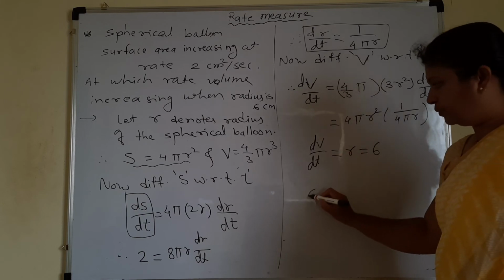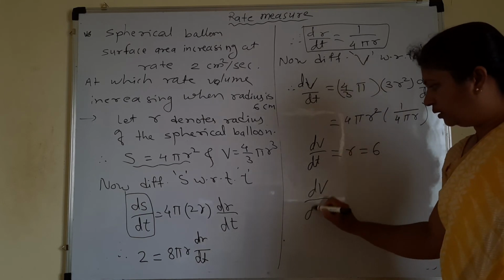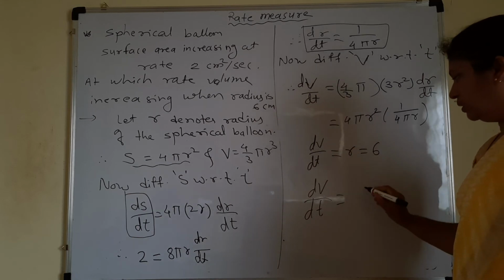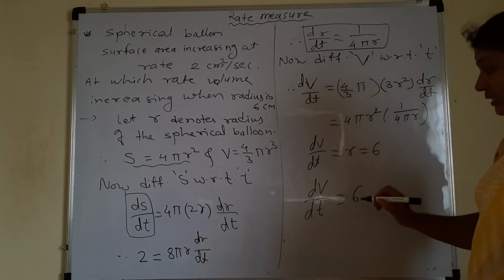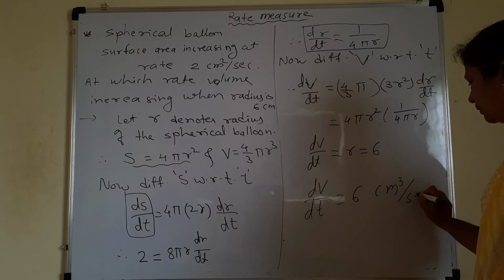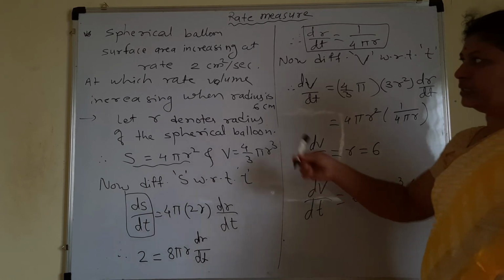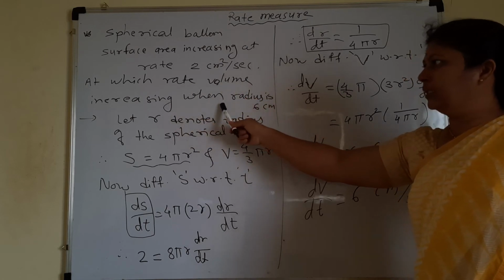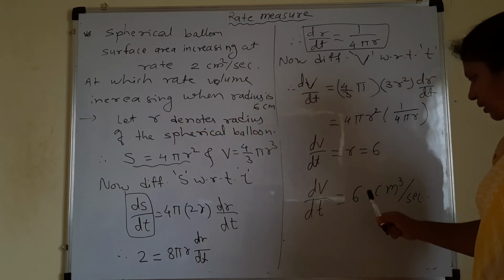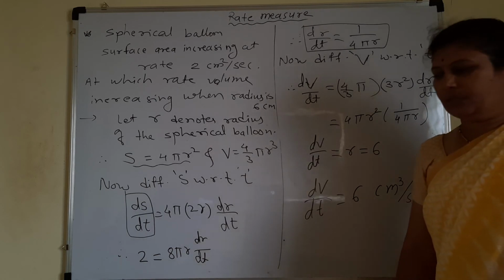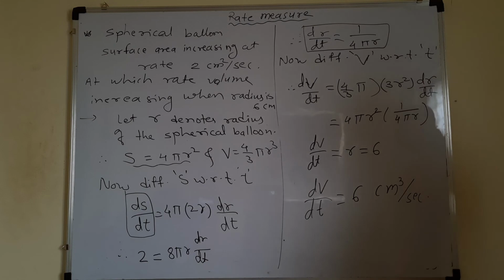So what is the rate of change of volume? That is, at which rate the volume is increasing: at the rate 6. Now since it is volume, what should be the unit? Centimeter cube per second. So your final answer, the rate at which volume is increasing when radius is 6 centimeter, is 6 centimeter cube per second.